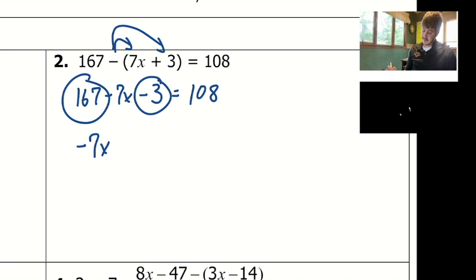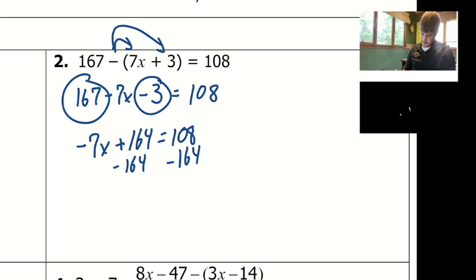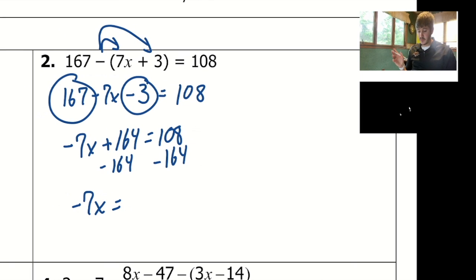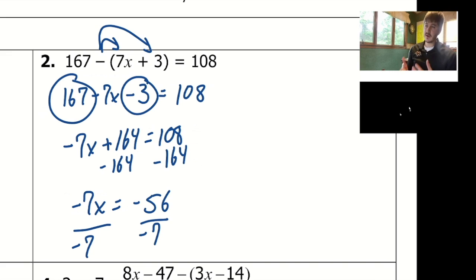So it's negative 7x plus 164 equals 108. So now when you subtract both sides by 164, you get negative 7x. You have positive 108 minus 164. So you are going to get a negative number here, which is negative 56. So now when we divide both sides by a negative, it will flip to a positive, which we haven't really seen a lot this year. We really don't have to deal with these double negatives. But definitely something we can look out for.